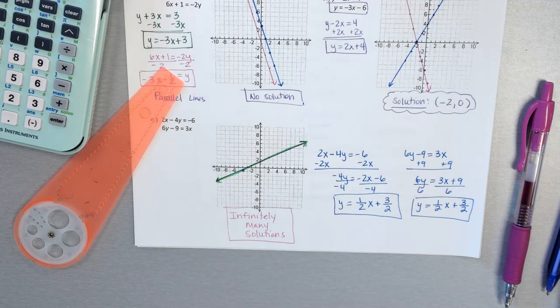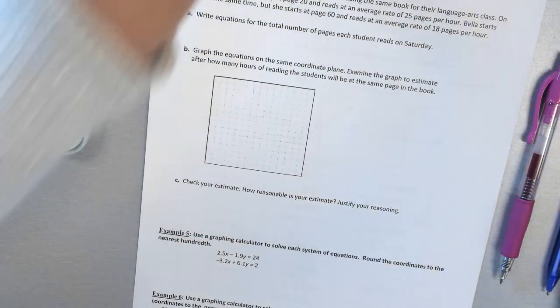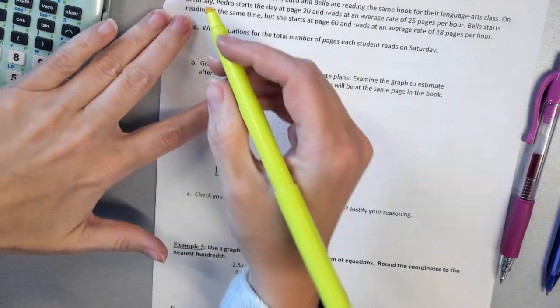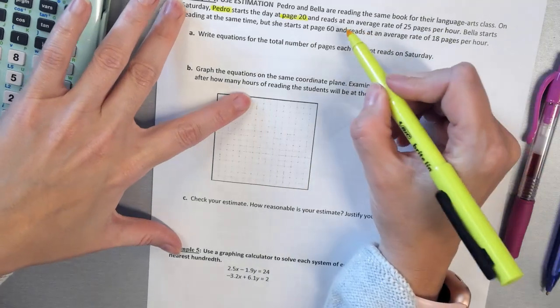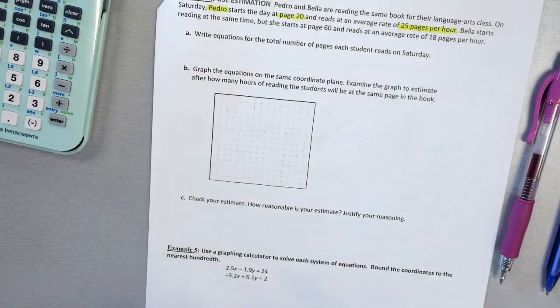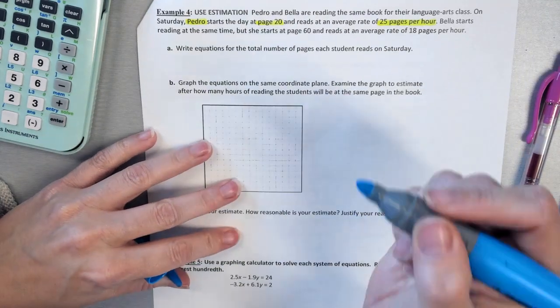All right, so now we're going to take our knowledge about solving with graphing and apply it to a real world situation. We have Pedro and Bella that are reading the same book for their English class, their language arts class. On Saturday, Pedro is going to start at page 20 and he reads at an average rate of 25 pages per hour. And then we have Bella, so I'm going to use a different color for Bella.